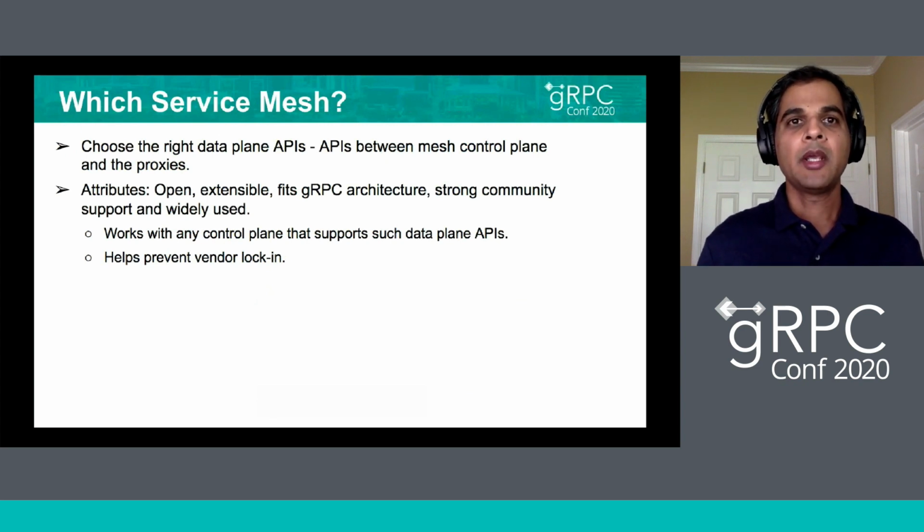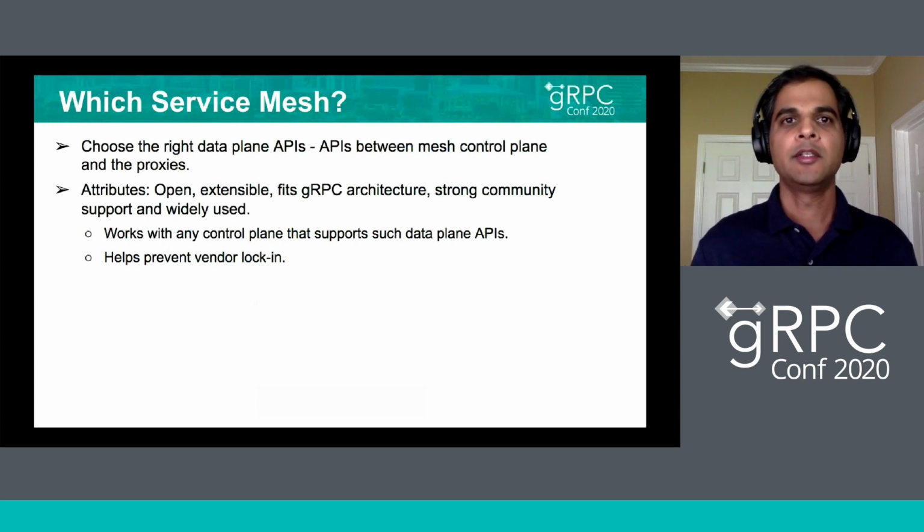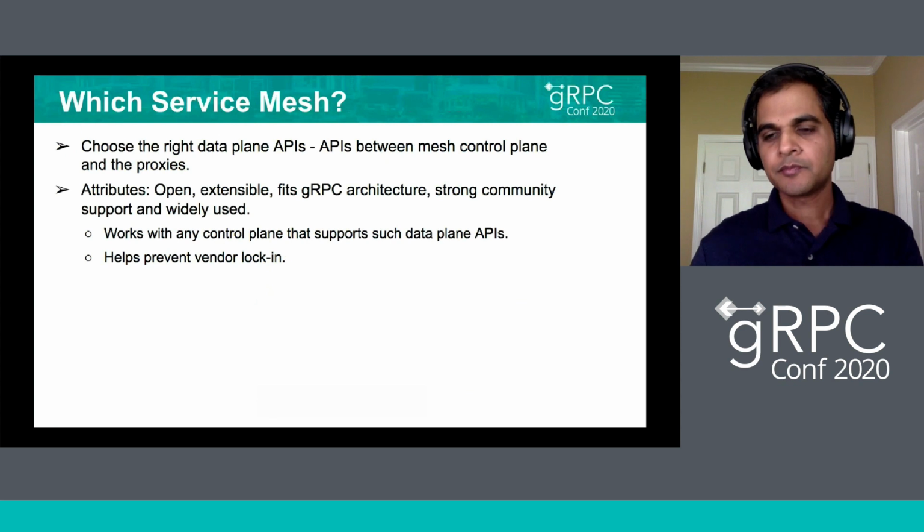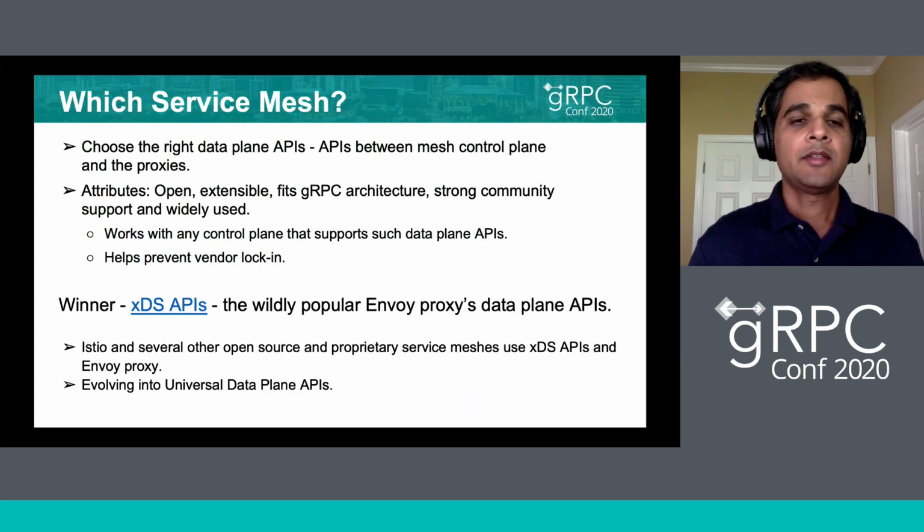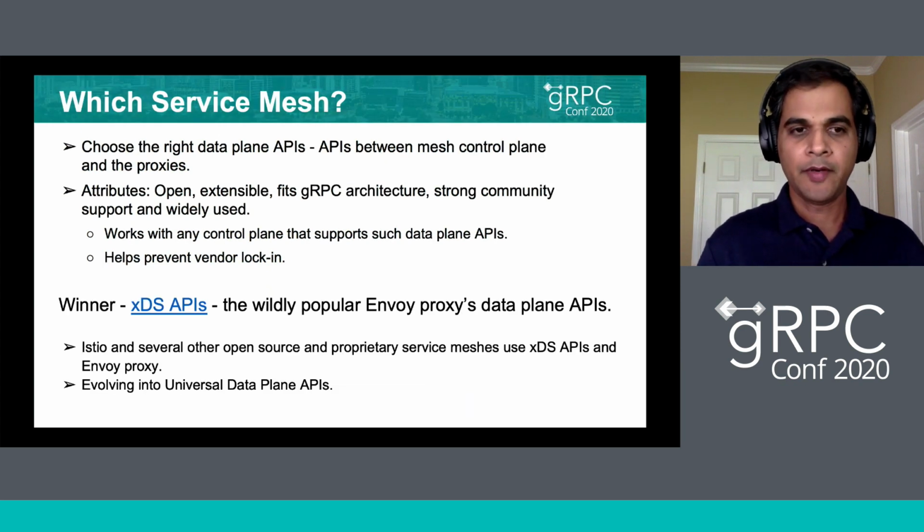Right? So if we pick a widely used data plane API, then there will be a good choice of control planes to use with your gRPC applications. So obviously the API has to be open and needs to have strong community support. Also, it should fit the current gRPC architecture and align with our vision of no vendor lock-in, right? So xDS APIs fit the bill perfectly.